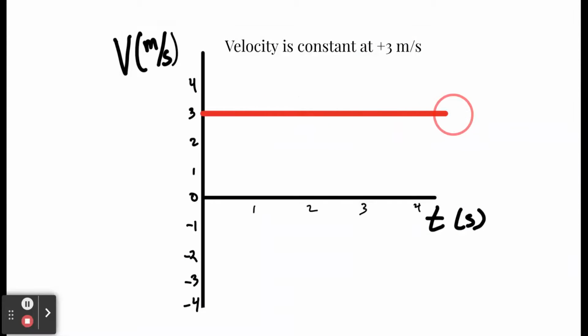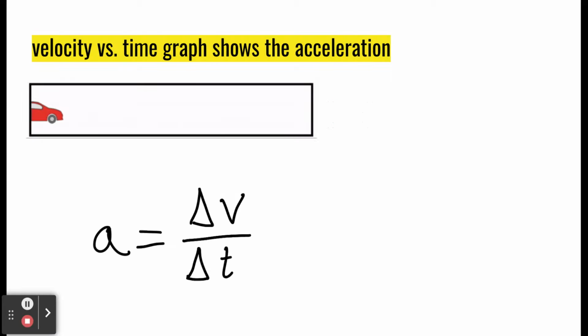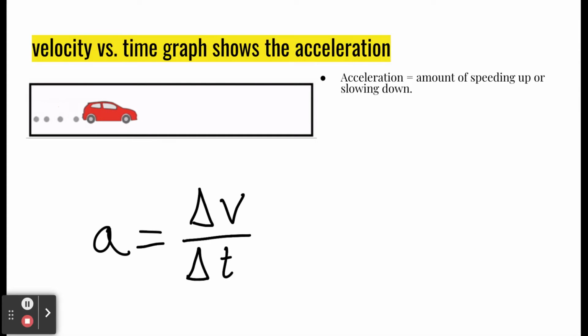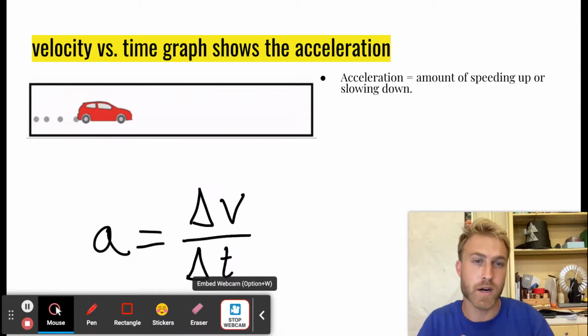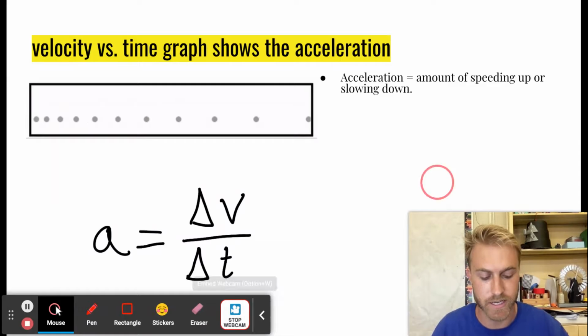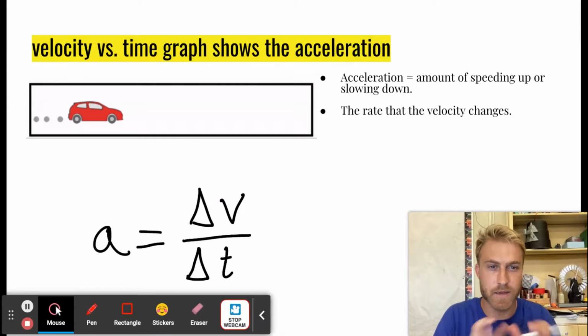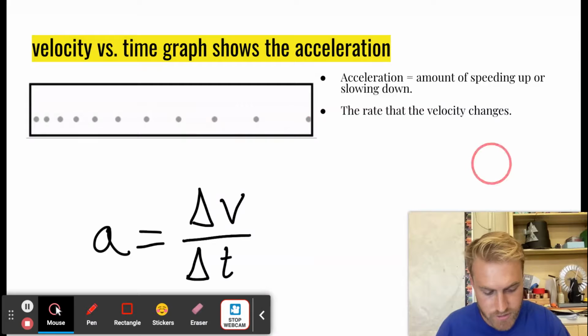This is what no change in velocity looks like. That's constant. It's still moving. It's chugging along. The object's chugging along at 3 meters per second to the right or up, but we have a flat line. The velocity is not changing. It's moving constant. Okay, the velocity versus time graph shows the acceleration. And let's recall, acceleration, that's the amount of speeding up or slowing down. It's the rate or the amount that the velocity changes.